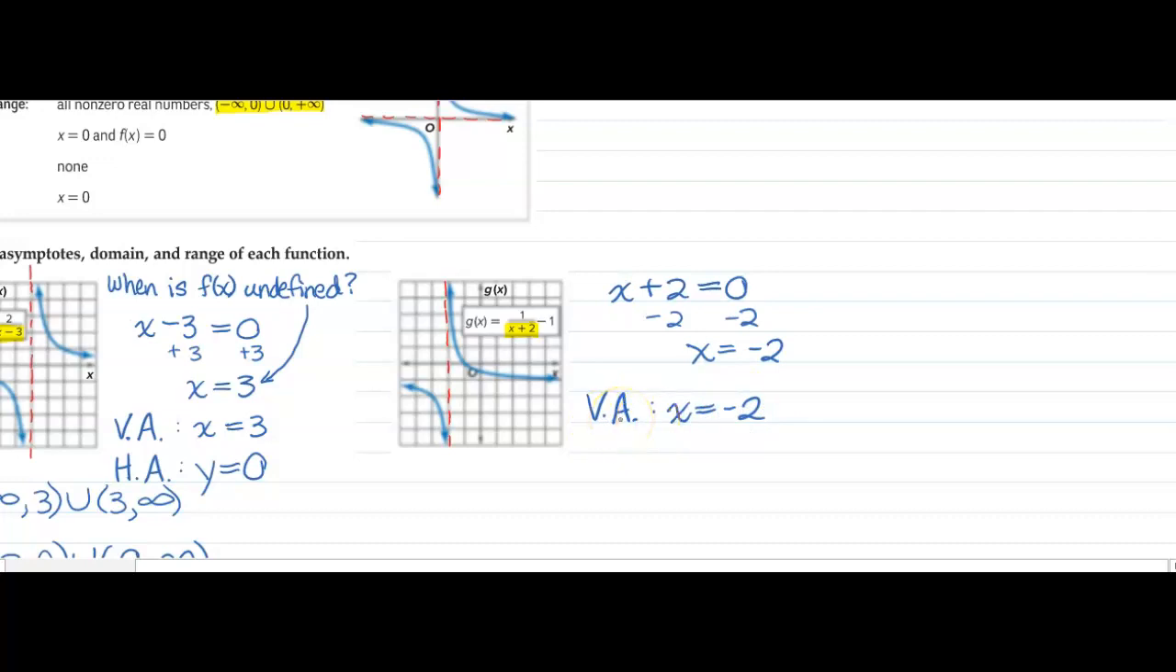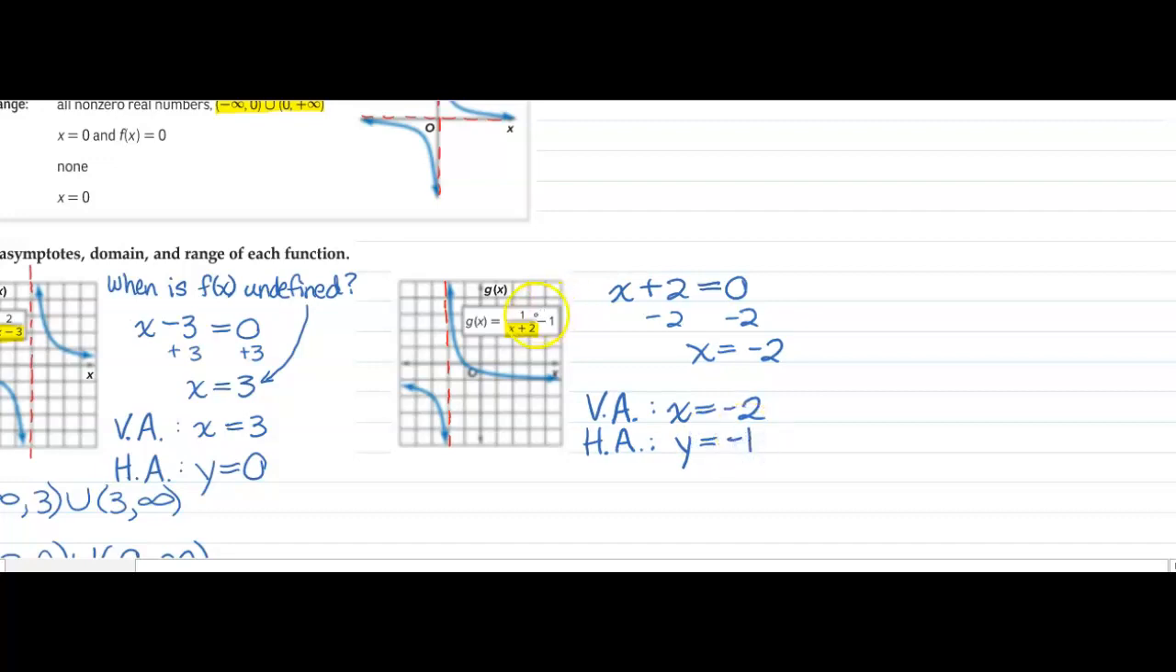All right, now starting at negative 2 and going to the left, if we look at this function in a table of values, which we're going to do in a minute, we'll see that the numbers get closer and closer to negative 1, but they never get there. And if we start at negative 2 and go to the right, the numbers get closer and closer to negative 1, but they don't get there. So our horizontal asymptote is going to be y equals negative 1.